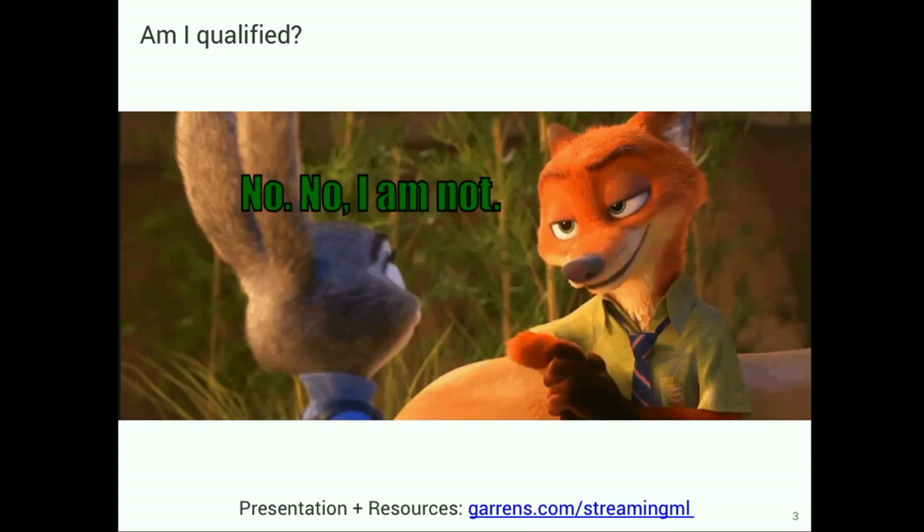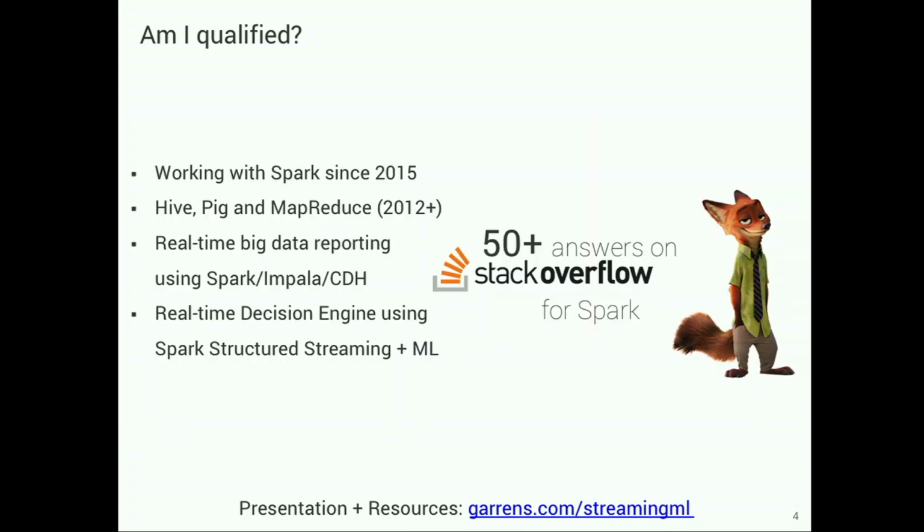So am I qualified? As Nick Wilde from Zootopia would say, no, I'm not. But actually, I have worked with Spark for a few years, been in the big data space for a number of years, and I worked with the Q-Ball guys like Manesh for quite a few years. We go way back. Done a bunch of real-time big data reporting. Now I'm working on a real-time decision engine using structured streaming and ML. That's why you're here. And if you're not, then I'm sorry. So maybe I'm qualified.